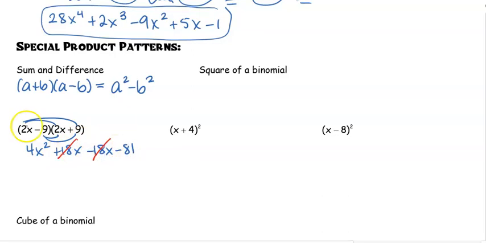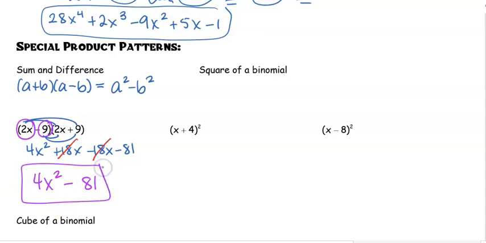So really what it is, it's that first term squared. 2x squared is 4x squared. And then the second term squared. And you are subtracting them. So just a shortcut.